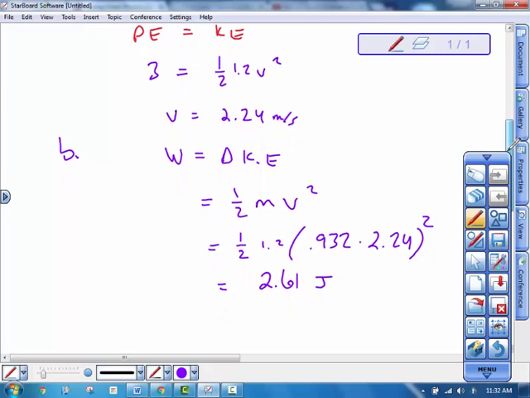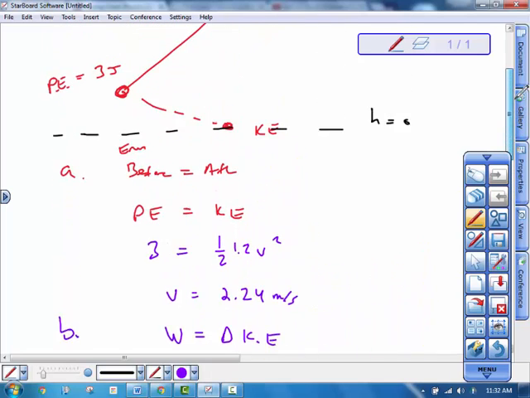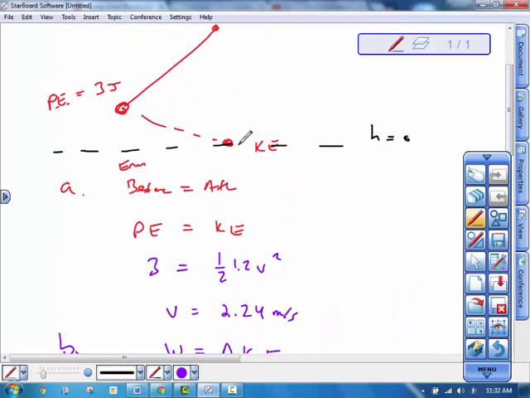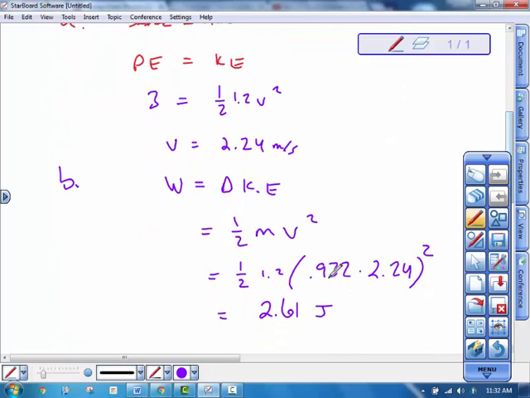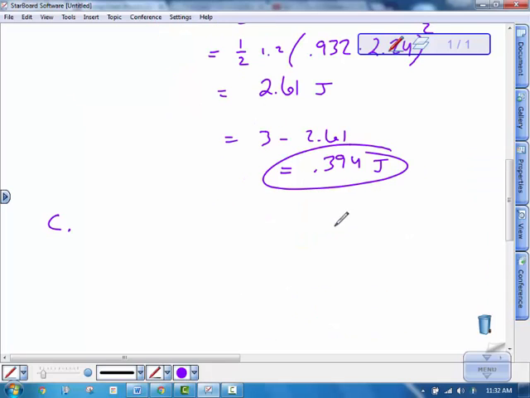And I know that if I want to look at the energy lost, then I can compare it to the original energy of 3 joules. So it ended up at the bottom with an actual energy of 2.61. So if I take the 3 joules and subtract the 2.61, I get the actual amount of energy given off, which is 0.394 joules.